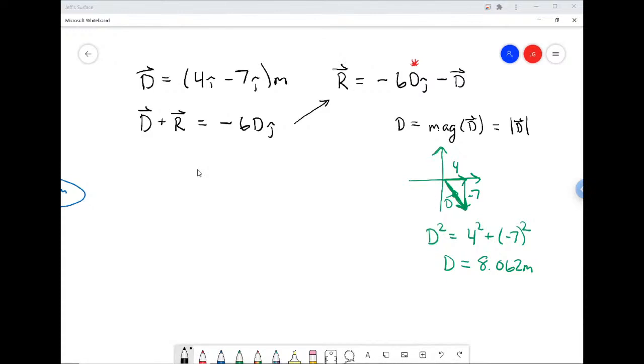Okay. What I'm saying here is we're trying to find R. Picking up where we were up here, it's going to equal minus 6 times the magnitude of D, which we just found, 8.062 meters, j hat, minus, you write it down here, D itself, vector D, which is 4 i hat minus 7 j hat meters.